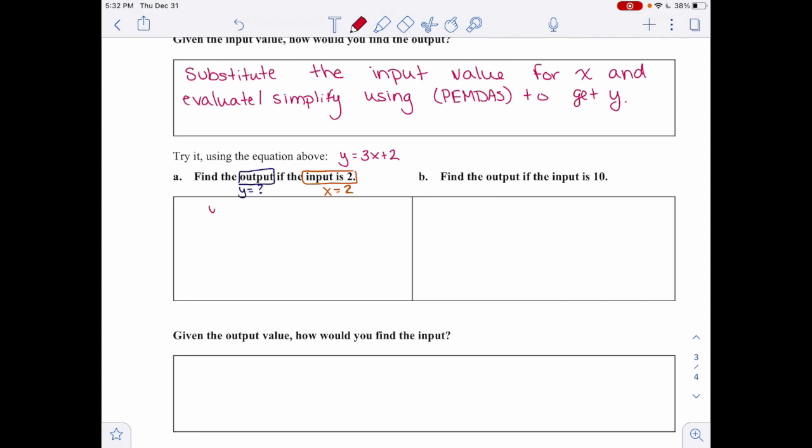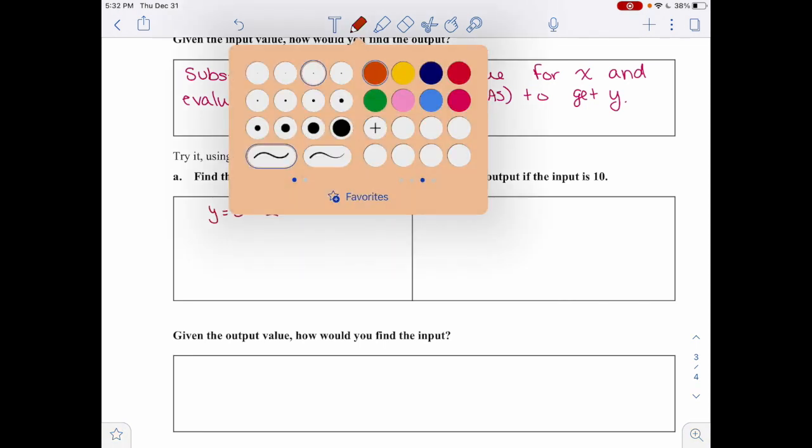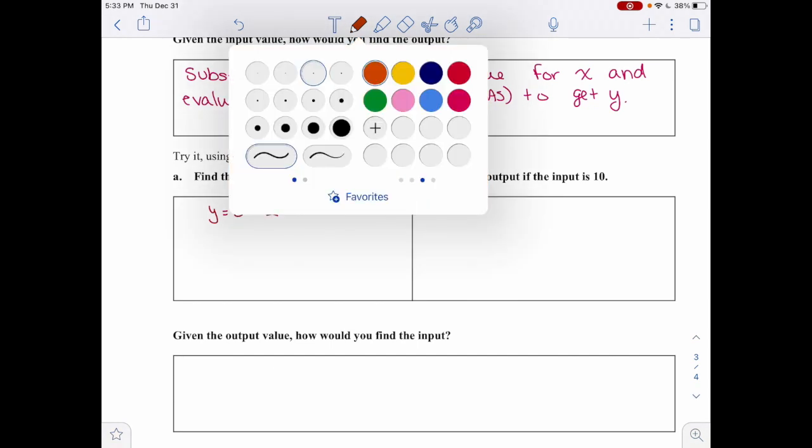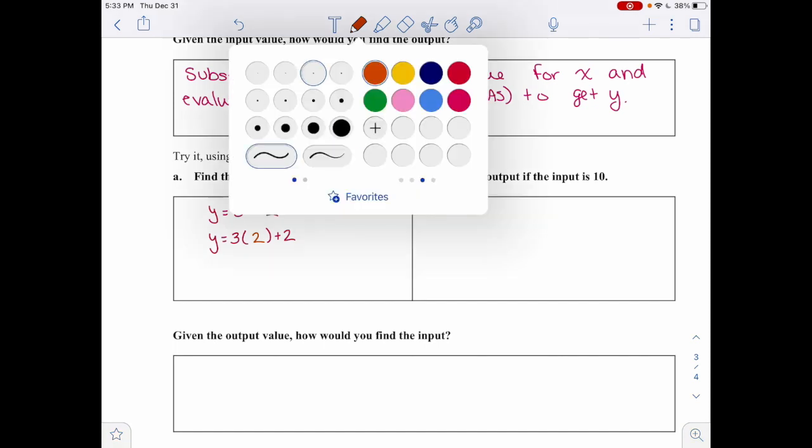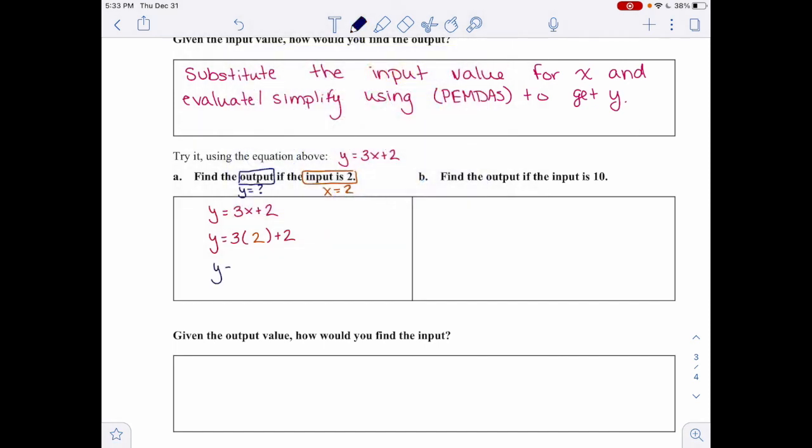I'm going to write that down. And I know that x is 2, so when I substitute, I need to use parentheses. I like to open up blank parentheses and then put in the necessary information, which in this case is 2. And then I'm going to simplify. PEMDAS says to multiply first, so I'm going to do 3 times 2, 6. Add 2. So that is 8. I can turn that into an ordered pair. I know the input was 2 and the output was 8, so my ordered pair would be (2, 8).